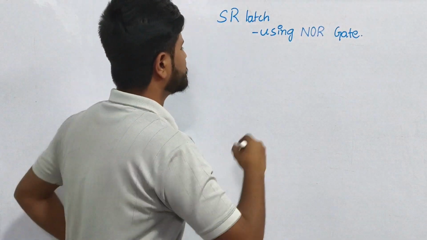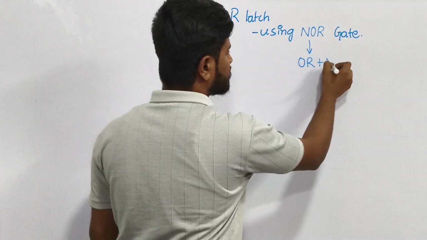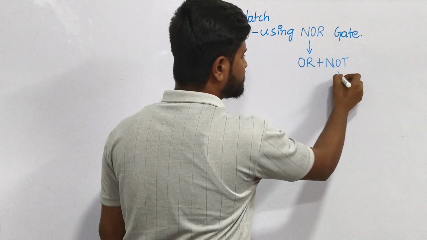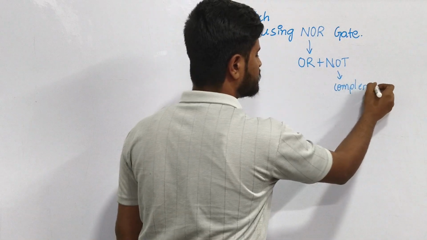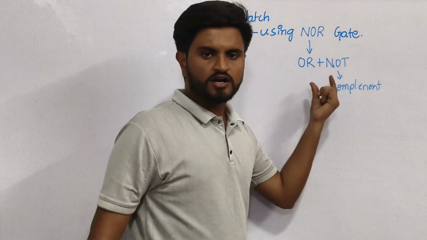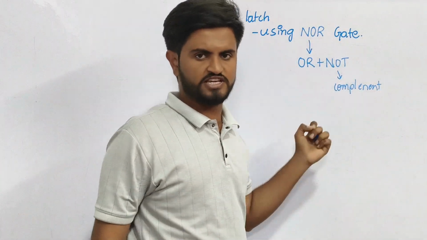So what is NOR gate? NOR gate is the combination of OR gate with NOT gate. This NOT gate will complement the values. That is, it will convert 0 to 1 and 1 to 0 when the input is given.